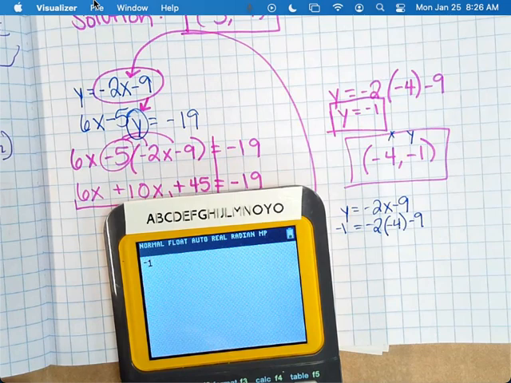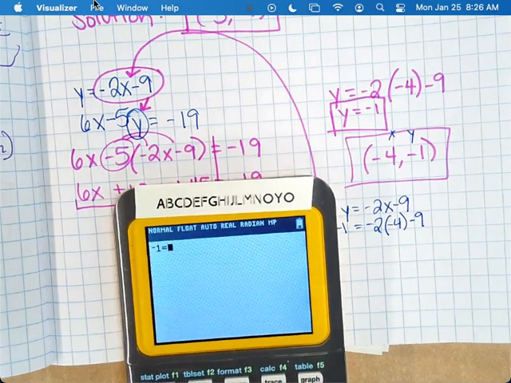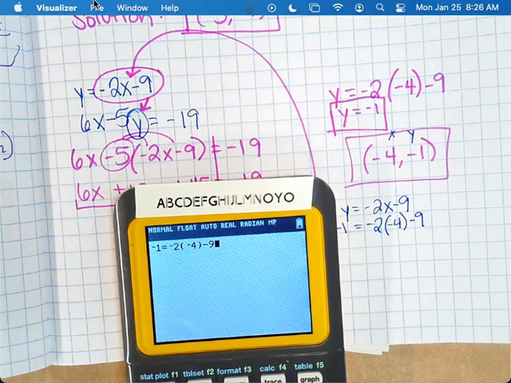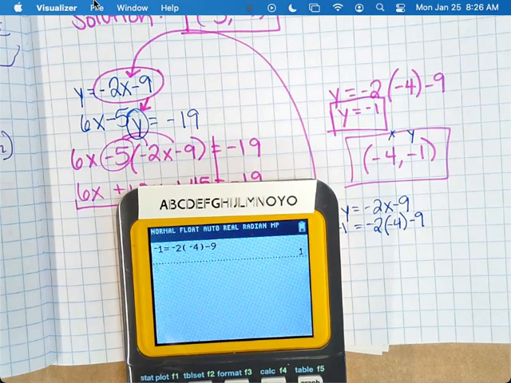How do we put that in? Second math for the equal sign. There we go. -2 times the -4 minus 9. We want to see that this is true. One means true, right there in the window.